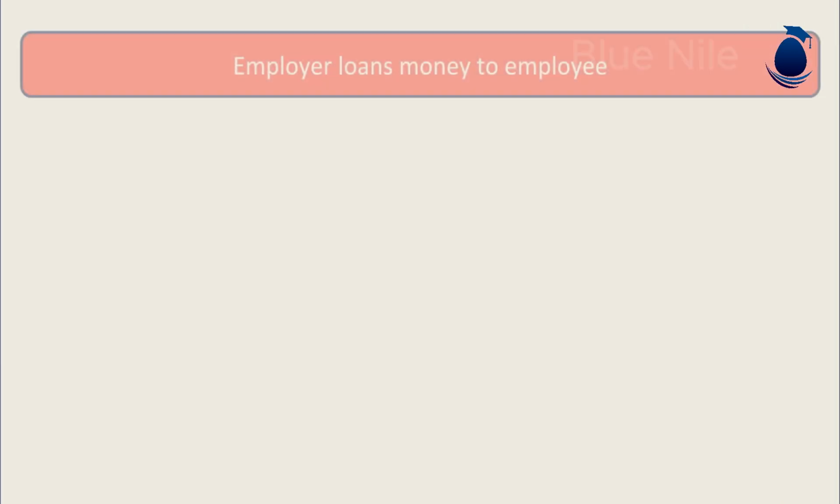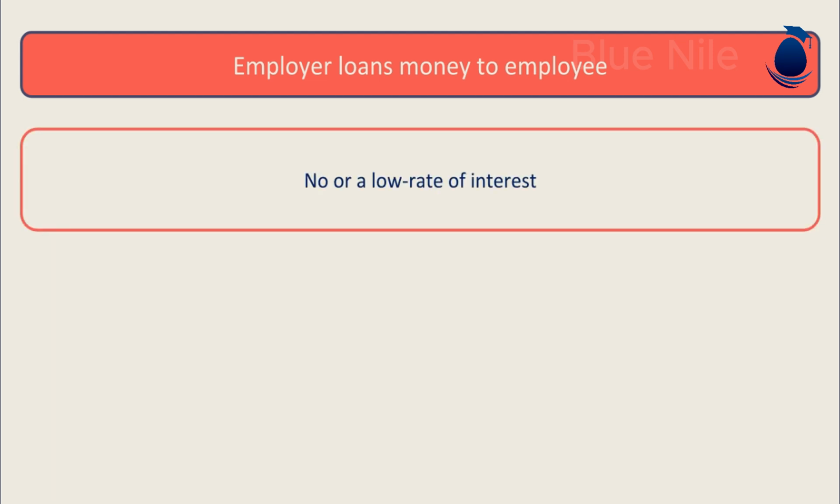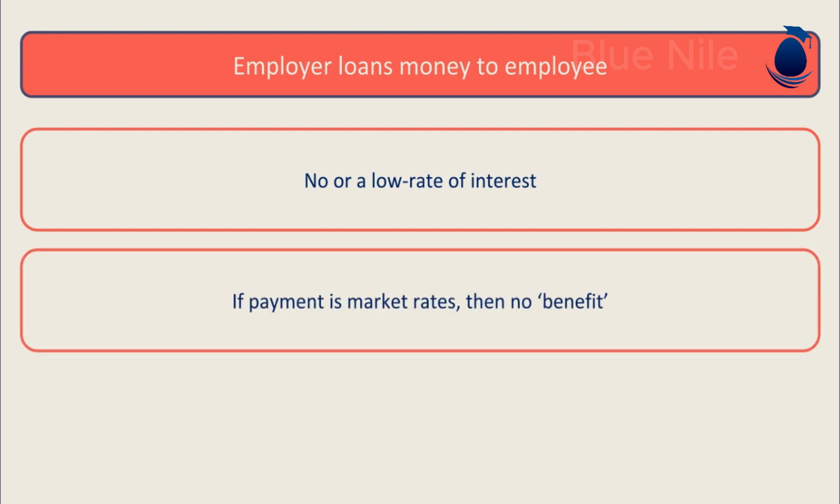In this session, we are looking at the situation where an employer loans money to an employee and either charges them no or a low rate of interest. If the employee is paying market rates of interest, there's no benefit to them. So this is a case of looking at cheap loans.